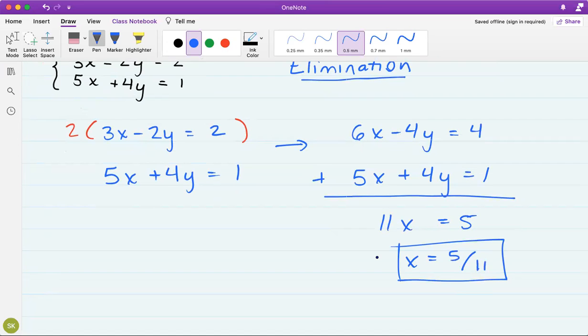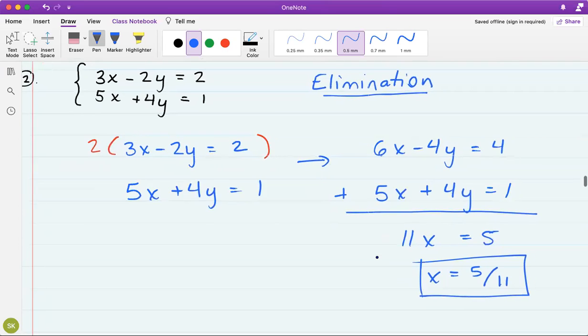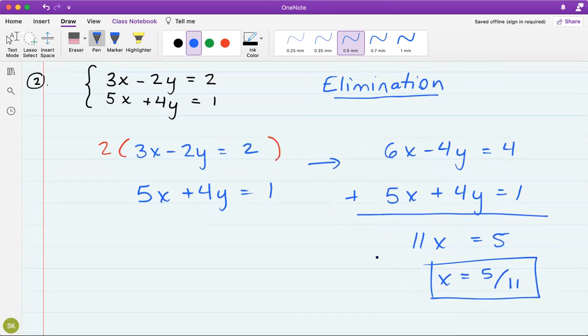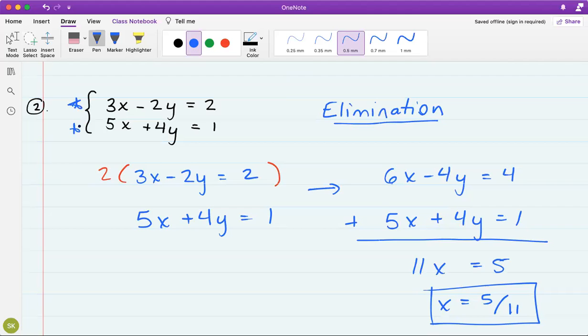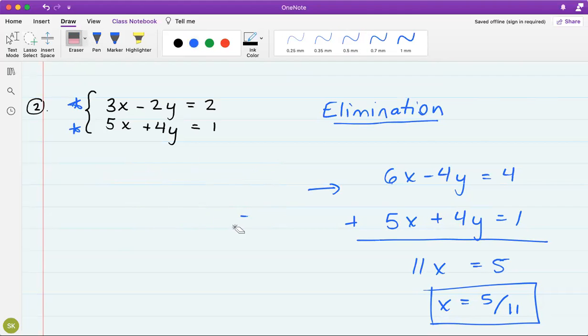And so that was a quick way to find x. Now to find y, we have to substitute that x into one of these equations. You can go into here or this one, whichever one you want. I think I'm going to just plug it into the first equation. So let's see what happens when we do that. So we have 3x minus 2y is equal to 2.